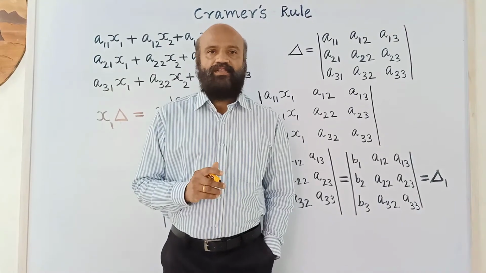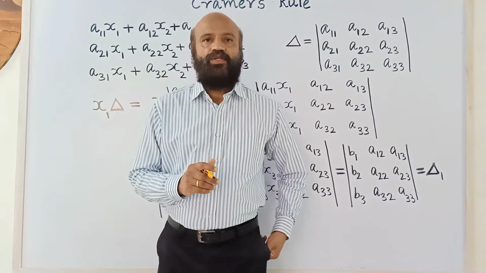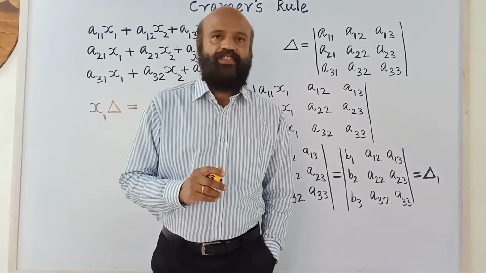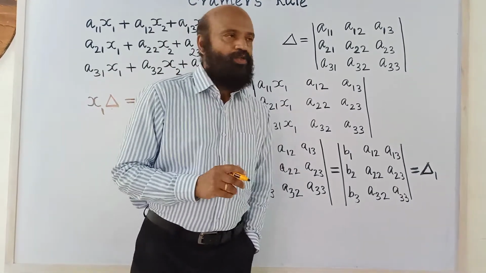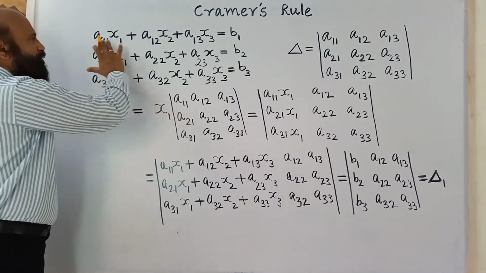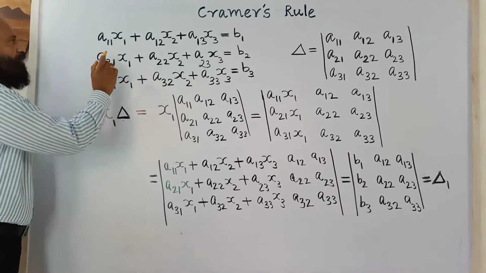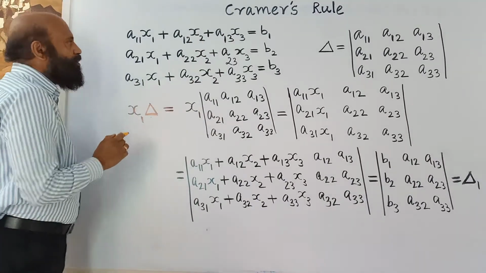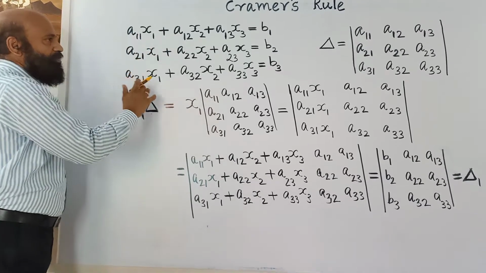How to solve a system of linear equations using the matrix inversion method. Now we will see another method using Cramer's rule. So here there is a system of linear equations in three unknowns, x1, x2, x3. Then three equations are there.